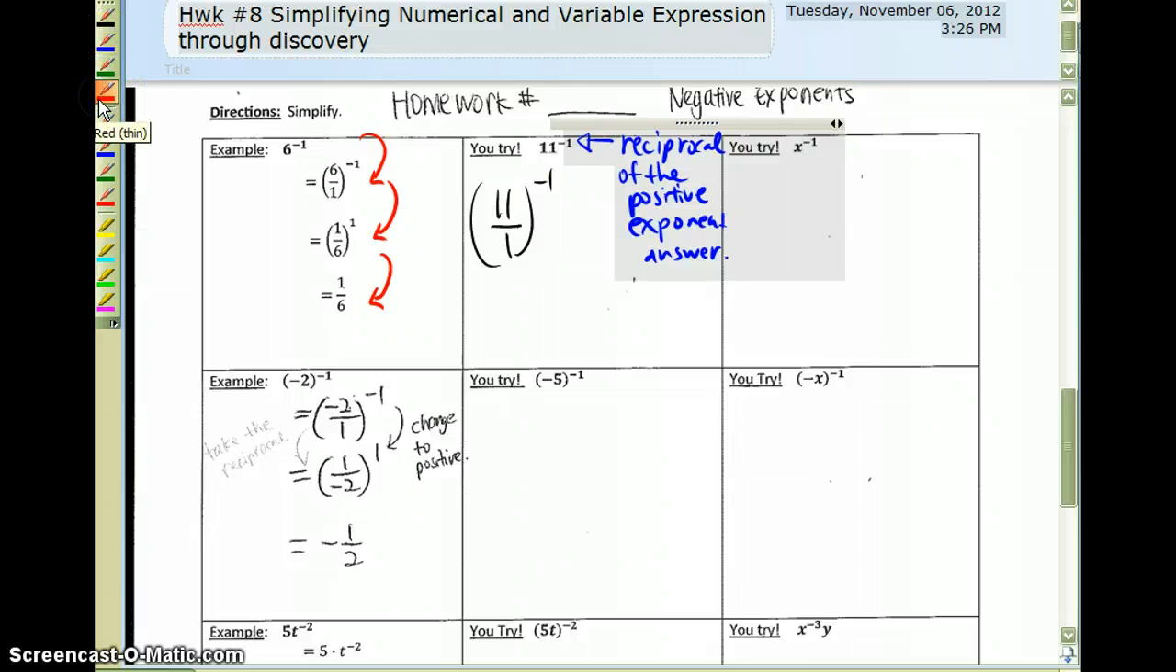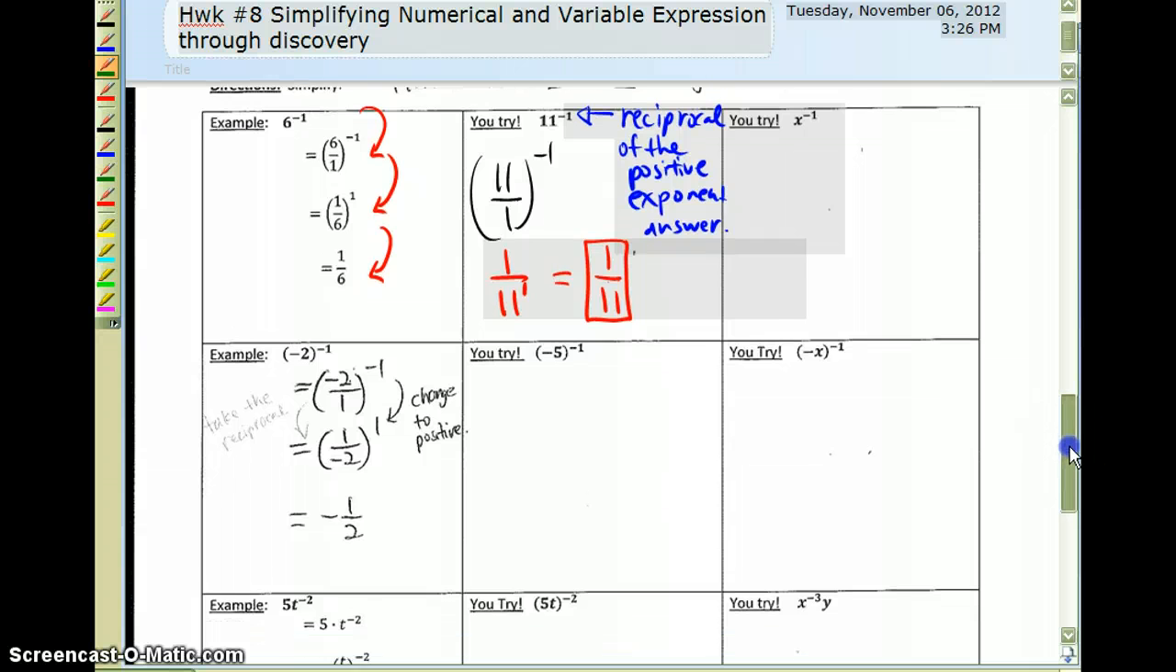So the second step, I'm going to take the reciprocal, flip it around, 1 over 11, and then change the negative exponent to a positive exponent. So really down here, I'm just going to do a positive 1 down here. So my final answer would actually just be 1 over 11. Okay. And you go ahead and try the last column by yourself. I will not do that one for you in this YouTube video.